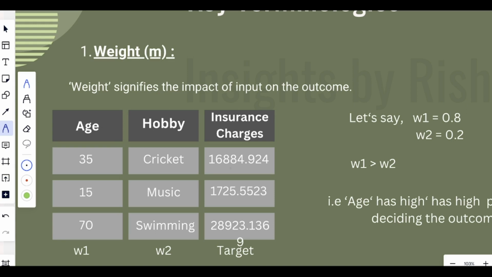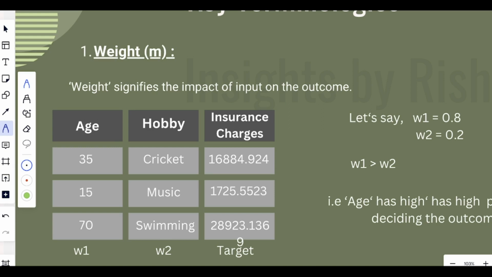Let's consider this example. You have to predict the insurance charges depending upon the age and hobby of a person. So here you have two features, age and hobby, and depending upon which you have to predict this insurance charge. Every feature has a weight associated with it. Let's say W1 is the weight associated with the age column, W2 is the weight associated with the hobby column, and you have to predict the insurance charge.